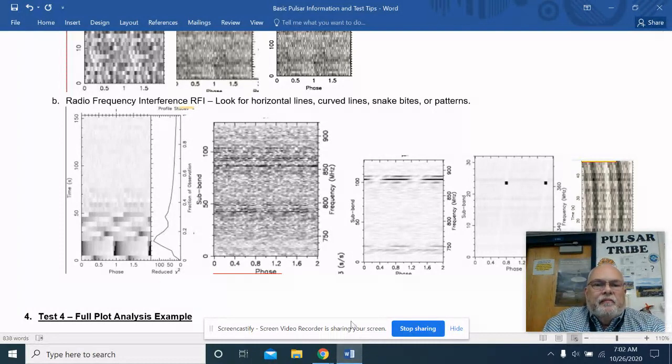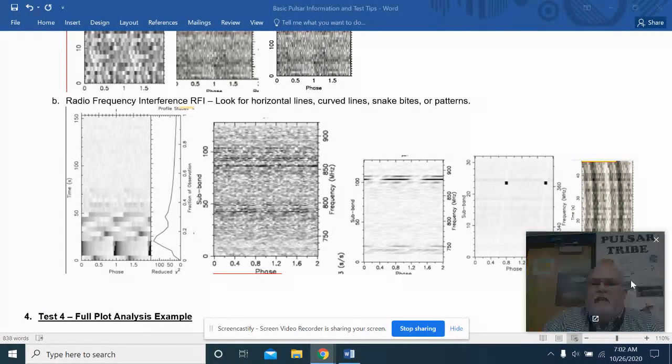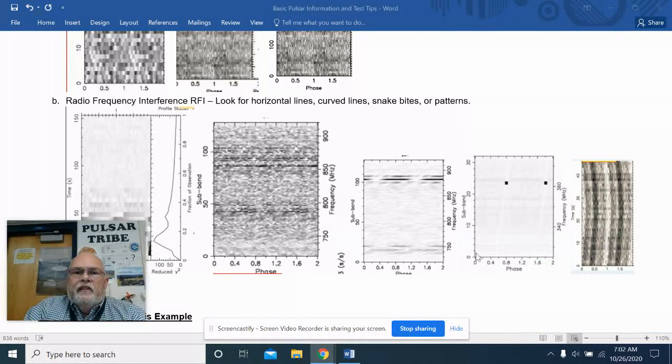Some of them, struggling with this computer here. Some of them will have like 2 dots. This is called snake bites. And it's just one thing, you see it right away, you should pick RFI. And sometimes there's weird patterns like curved lines. They can mean something else, but most of the time they're signals of RFI.